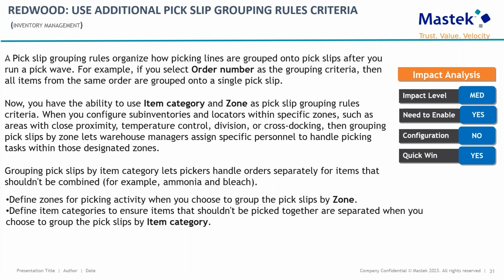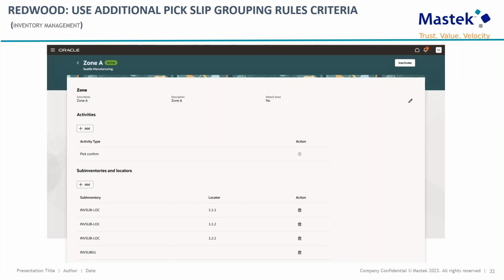This is quite helpful. Zone grouping will let the warehouse manager assign pickers to a specific area, and item category grouping will help keep incompatible or sensitive items separate from other items. Right? This is how the page will look. This actually makes picking safer, faster, and more organized for the inventory organization people. All right.